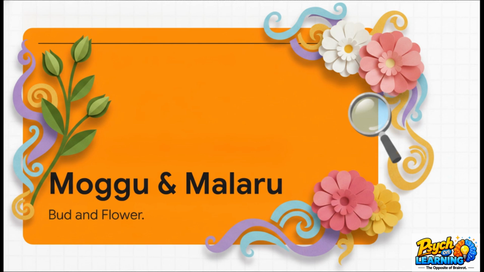First, mogu. Mogu means bud, that little closed flower right before it opens up. And mullaru means a fully opened flower. You could say something like gida mogu pitide, which means the plant has budded. The next time you're wandering through your school garden, try to spot a mogu, and remember this very poem.